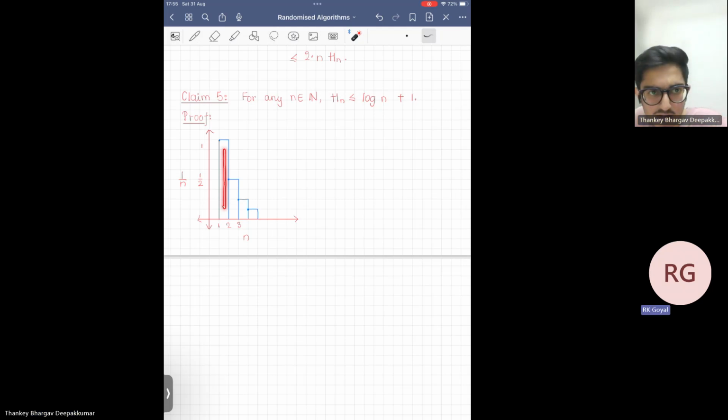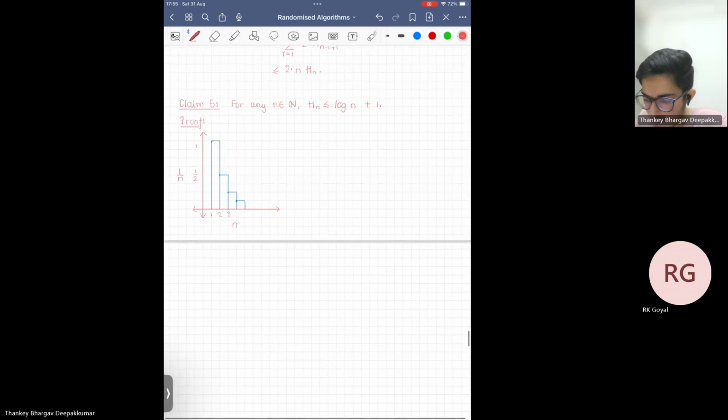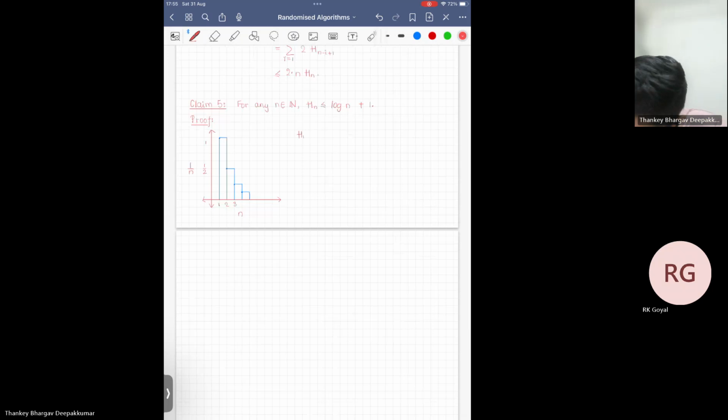This is 1 times 1/2, 1 times 1/3, 1 times 1/4, and so on, right? So this area, I have drawn 1/n.